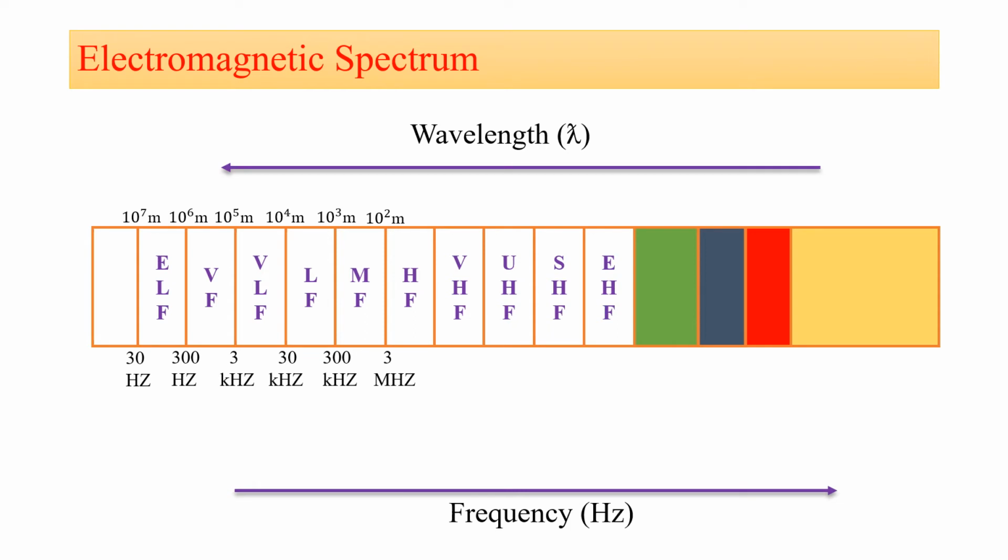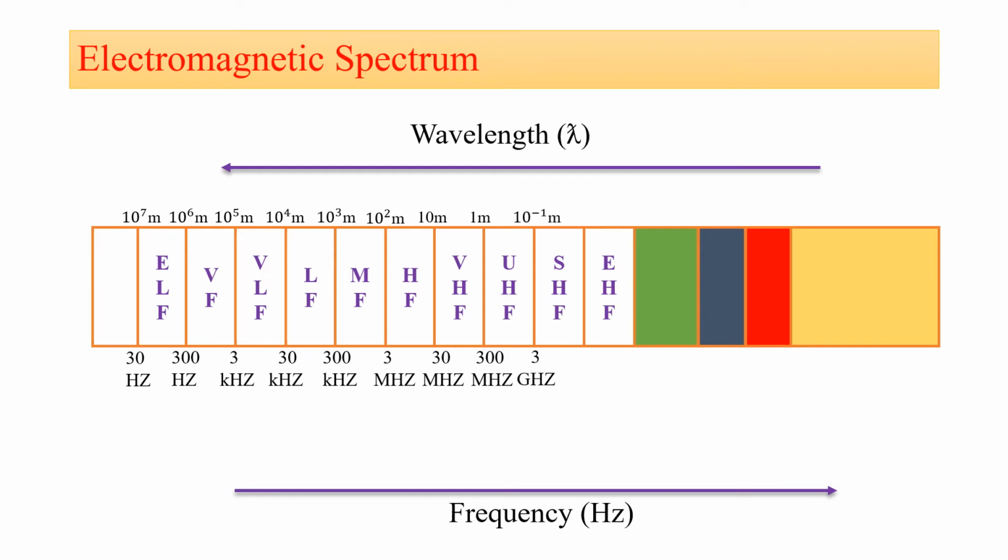Then the next frequency is the high frequency or HF, and the frequency range for the high frequency is between 3 MHz to 30 MHz, and the wavelength is between 10 meter to 10 raised to 2 meter. The next frequency is VHF, that is very high frequency, and the frequency range is between 30 MHz to 300 MHz, and the wavelength is between 1 meter to 10 meter.